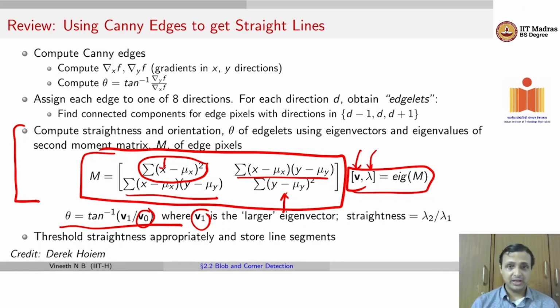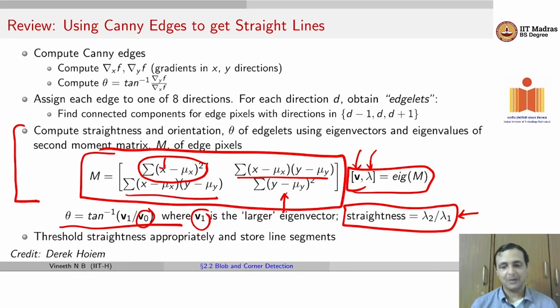And we define straightness to be lambda 2 by lambda 1, where lambda 2 is the second largest eigenvalue and lambda 1 is the largest eigenvalue. So the straightness here is going to be the highest value when both lambda 2 and lambda 1 are equal, or close to equal. And once you get this quantity, you just threshold the straightness appropriately and store your line segments. It really doesn't matter whether you measure straightness as lambda 2 by lambda 1 or lambda 1 by lambda 2.